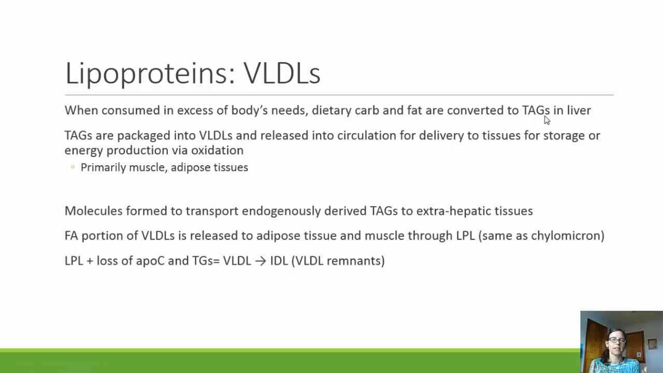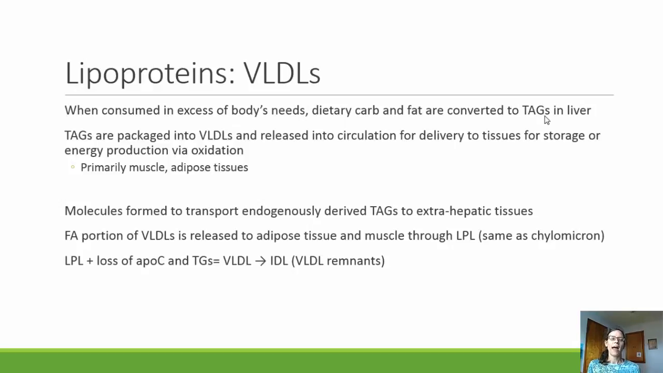So now we have all this cholesterol and triglycerides in our liver. What's your liver going to do? It's going to package these into very low density lipoproteins and release them into circulation for delivery of these fatty acids and cholesterol to the tissues, where they can either be stored or used for energy. That's going to be primarily in our muscle and adipose tissues, and of course, mostly in our adipose tissues.